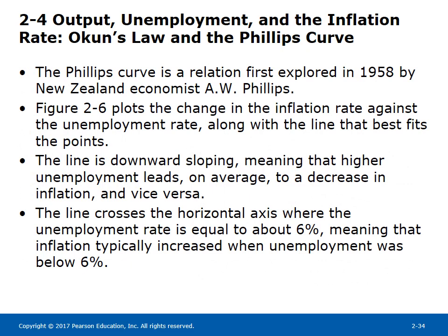The Phillips curve is a relation first explored in 1958 by New Zealand economist A.W. Phillips. Figure 2-6 plots the change in the inflation rate against the unemployment rate along with the line that best fits the points. The line is downward sloping, meaning that higher unemployment leads on average to a decrease in inflation, and vice versa. The line crosses the horizontal axis where the unemployment rate is equal to about 6%, meaning that inflation typically increased when unemployment was below 6%.